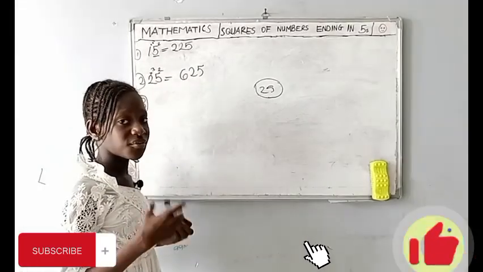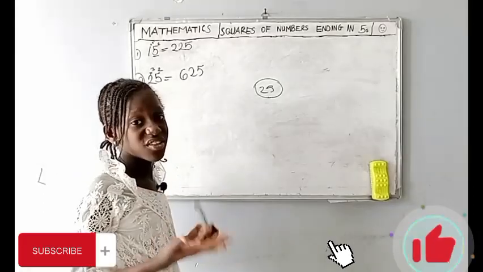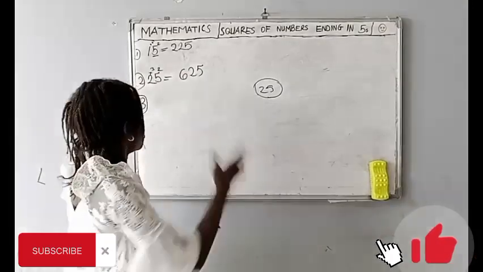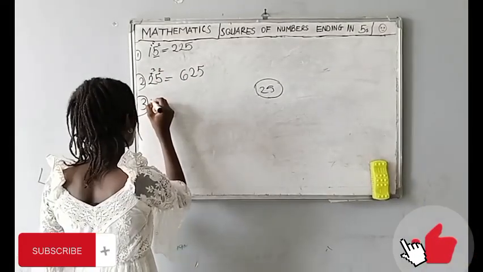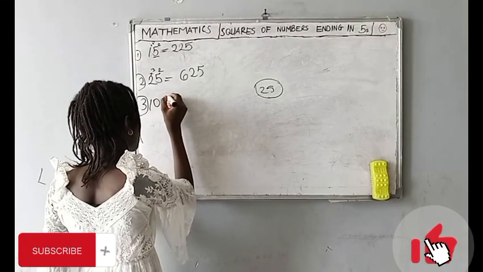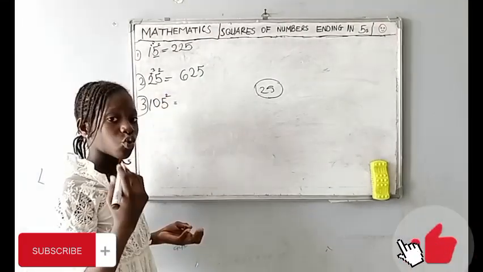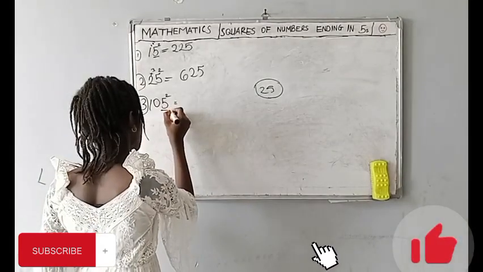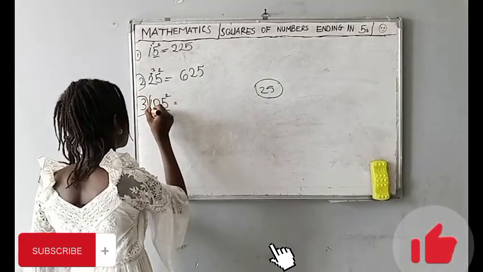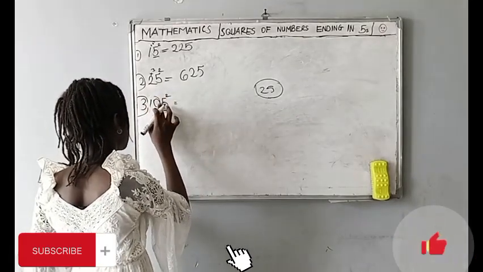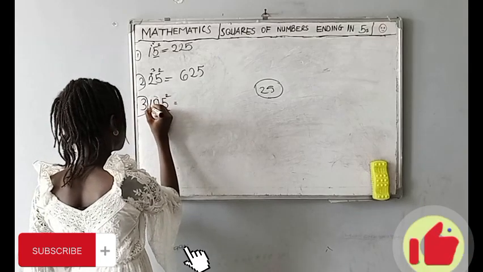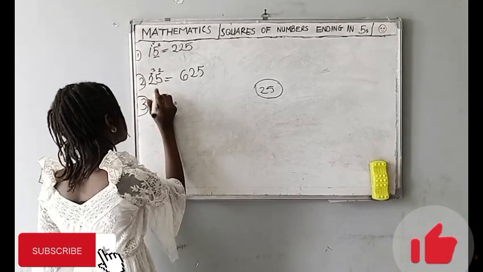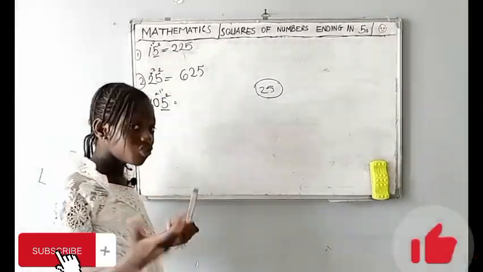Finding 105 squared. It does not matter whether the number is very big, it's still the same kind of question as this one, to work out the fives. So, let's say 105 squared. Firstly, we square the 5. Mark out the 5. Then, we multiply the remaining number by its successive number. Now, the number is 10. After 10 is 11. So, 10 times 11 is what? 110.